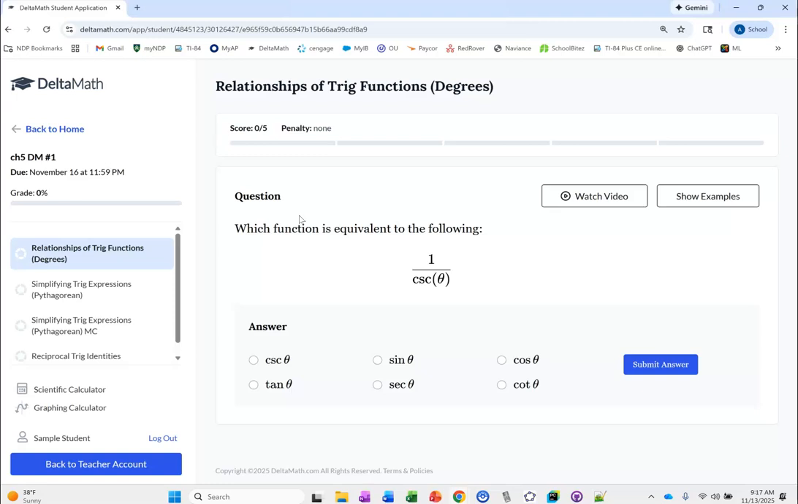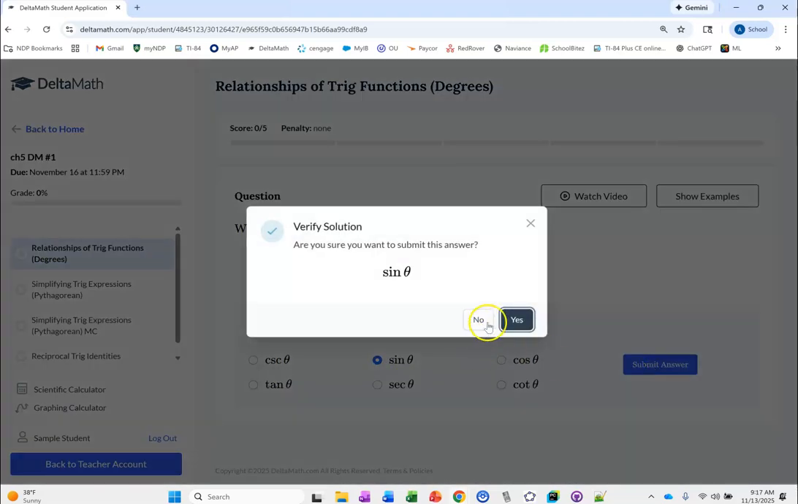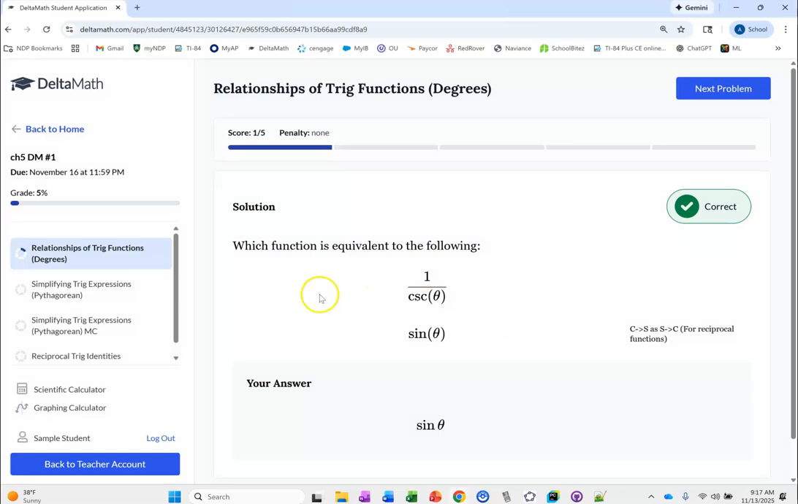There's 2 different formats of questions here. The first format are going to be these multiple choice questions where you've got to click the right answer. So which function is equivalent to the following? If I just look at my identity sheet, we're going to be looking at the reciprocal identities because it's a 1 over fraction. Alex says 1 over cosecant is sine, so we hit submit, and that worked.